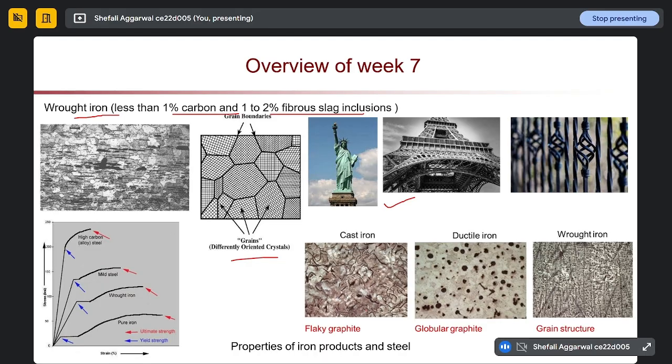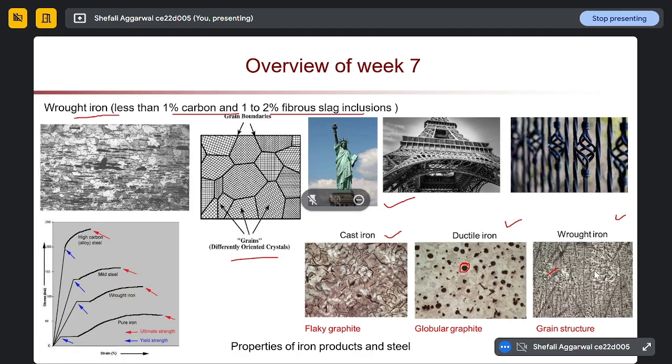So we have talked about three irons: cast iron, ductile iron, and wrought iron. These are the different microstructures of these three types of irons. You can see particular grains are formed in wrought iron, whereas in cast iron and ductile iron there are inclusions or some globules forming of the different impurities.